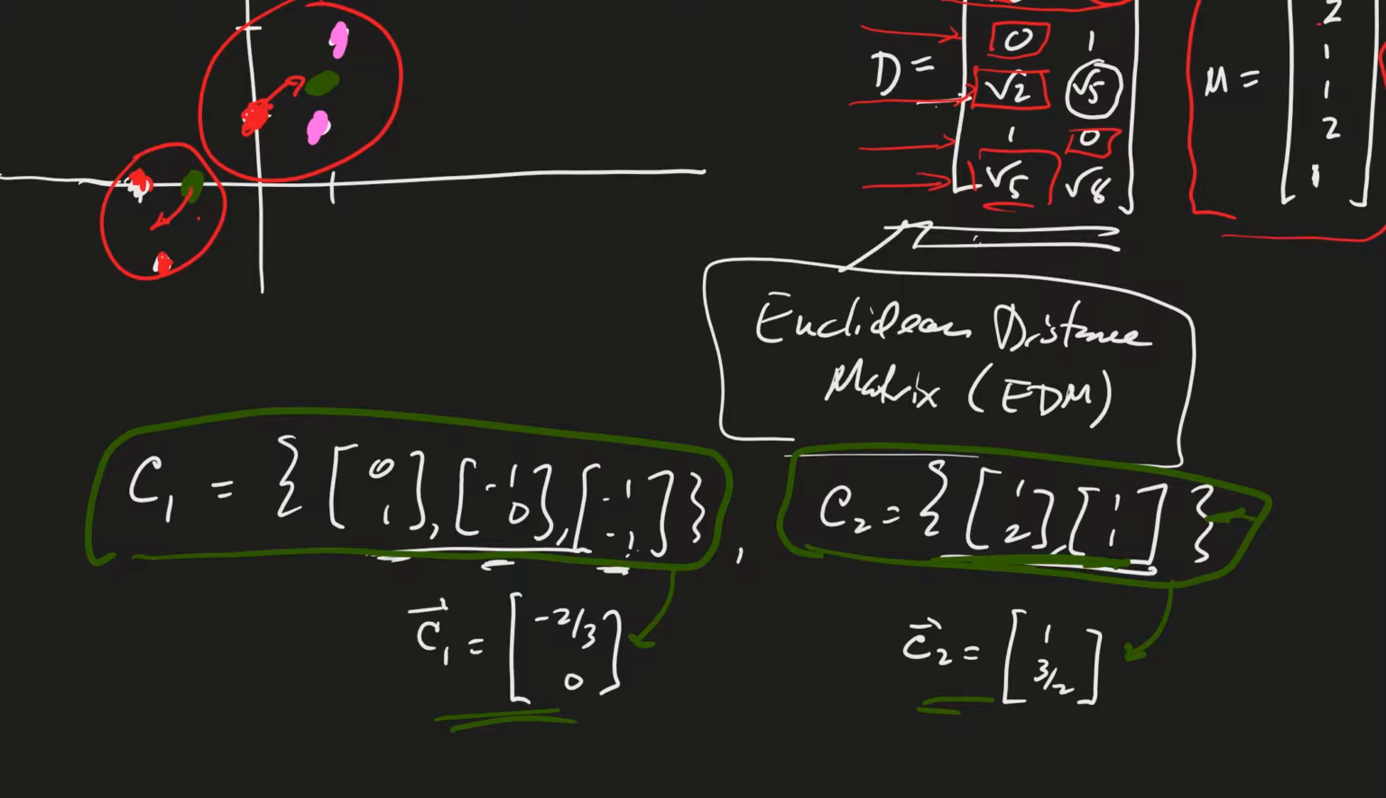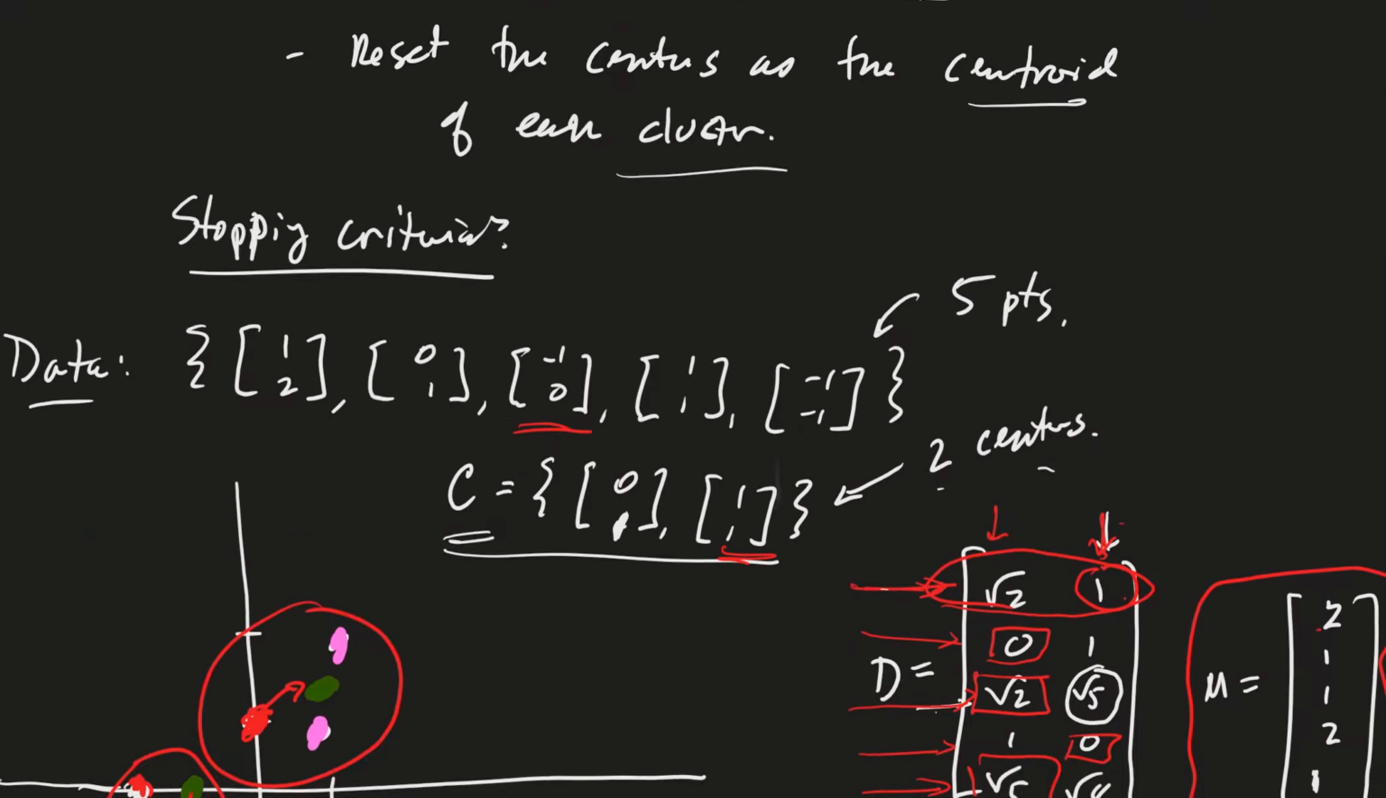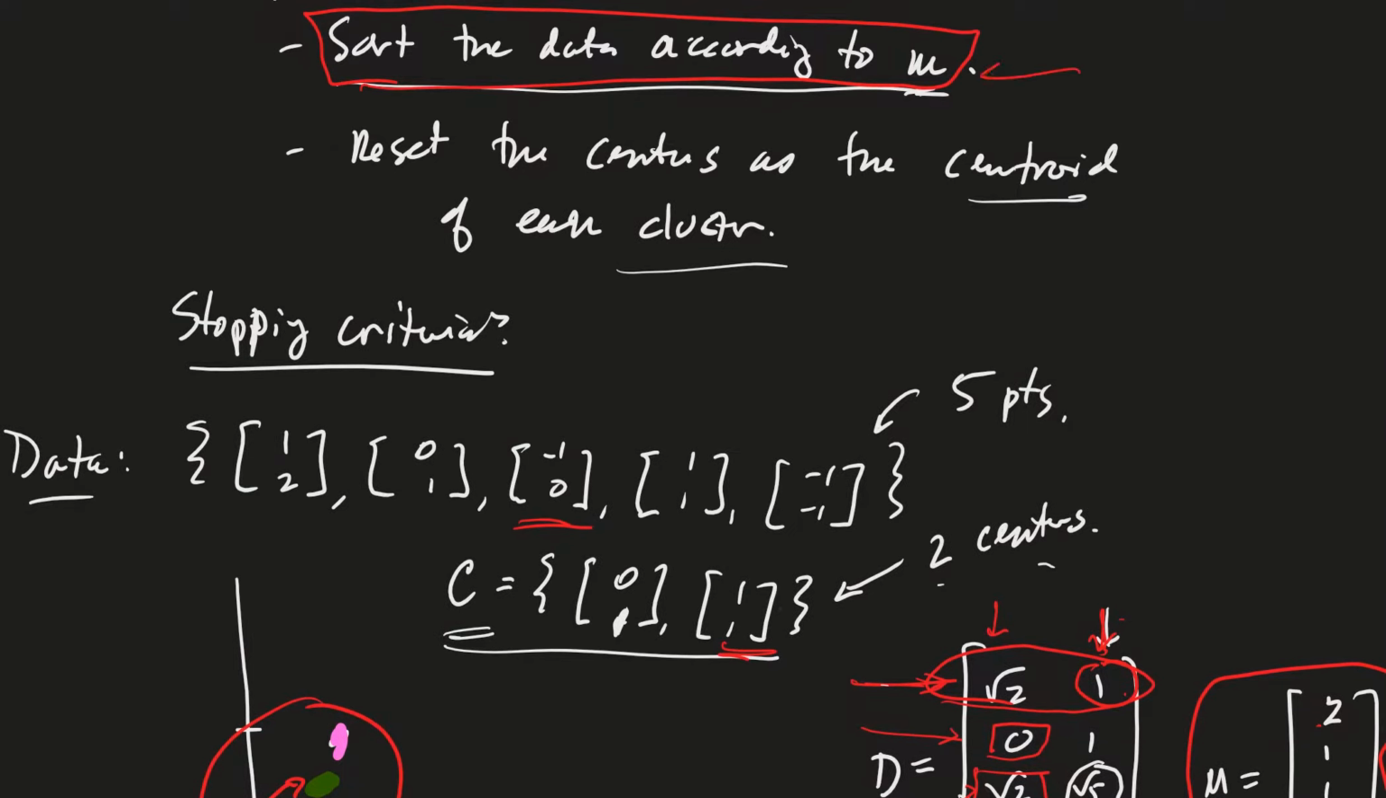And so k-means does a pretty good job, and it's only a two-step process, right? So what we've done is we just sorted the data according to which centroid is closer. We've reset the center using the new data in each centroid, and you just repeat that process over and over again.